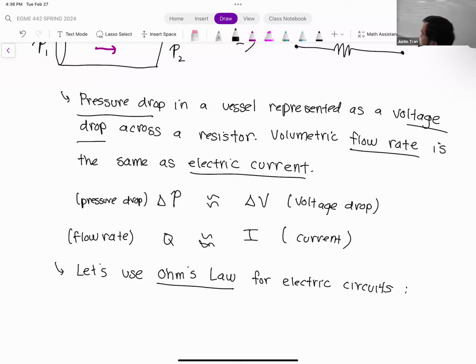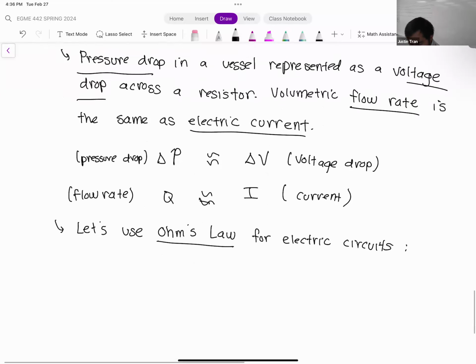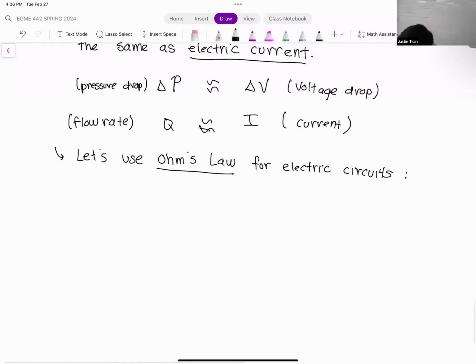And luckily, we have a circuits equation that relates the voltage drop and the current on a resistor. Okay, so that's Ohm's law. Through Ohm's law, we know that the voltage drop on a resistance is equal to the product of the electric current flowing through the resistance multiplied by the resistance of the resistor. Okay, so we have delta V is equal to IR.